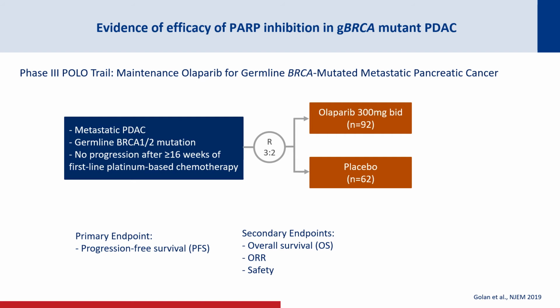Patients with metastatic PDAC and germline BRCA 1 or 2 mutation who had not progressed after at least 16 weeks of first-line platinum-based chemotherapy were randomized into a maintenance therapy with olaparib versus placebo. The primary endpoint was progression-free survival. Secondary endpoints were overall survival, objective response rate, and safety.